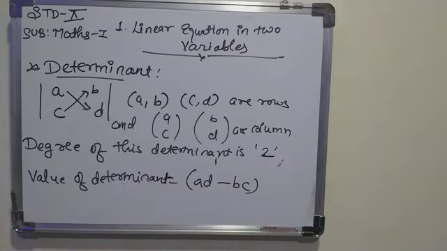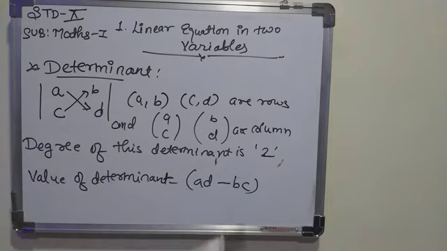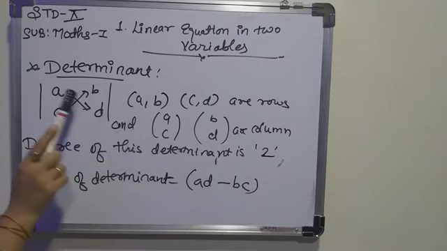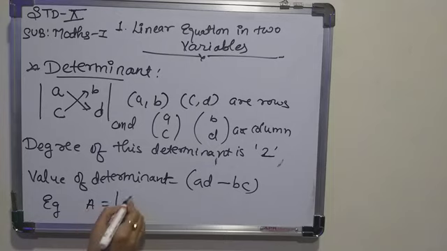So this is called a determinant, where you have two elements in each row and column, and the degree of this determinant is 2. To find the value of the determinant, you first do the cross multiplication and then the subtraction, so AD minus BC. The representation of a determinant always uses a capital letter. For example, A is equal to the determinant with A, B and C, D. You can use any alphabet, but it should be a capital.